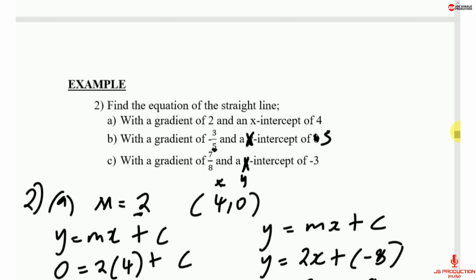Let us look at question 2c. So with a gradient of 7 over 8 and an x-intercept of negative 3.